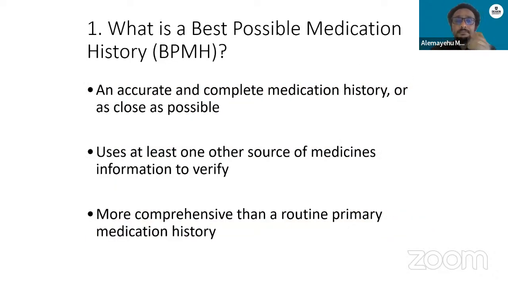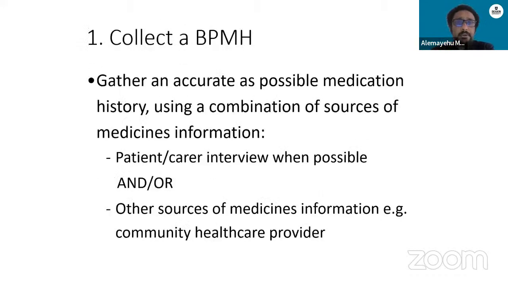So yeah, the best possible medication history: use at least one other source of medicines information to verify. That means more than one medicine resource should be available for the pharmacist or other healthcare professionals to conduct medication reconciliation. It is more comprehensive than just taking a primary medication history. That's what we call the best possible medication history.